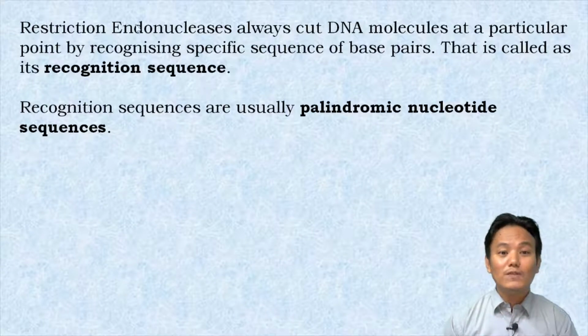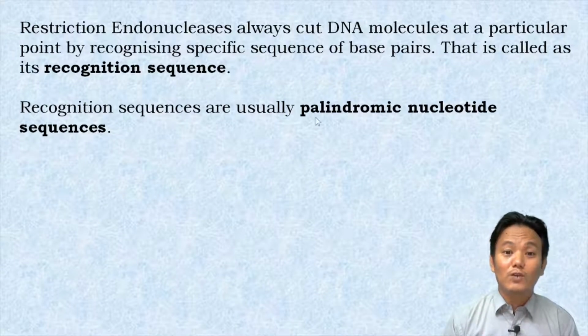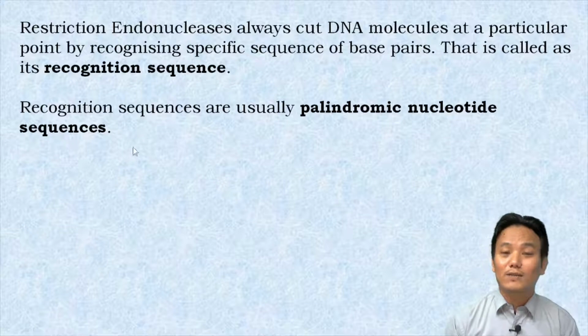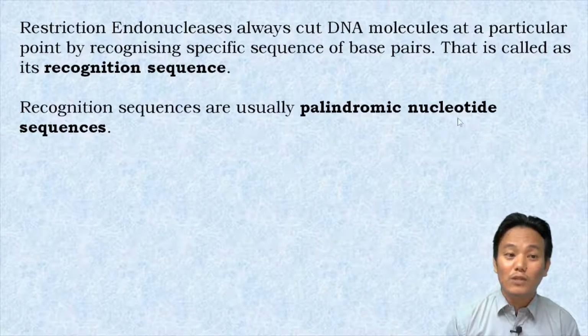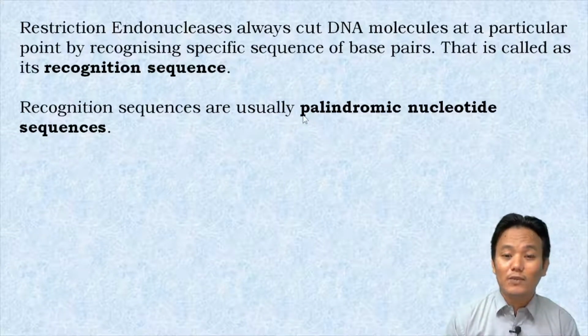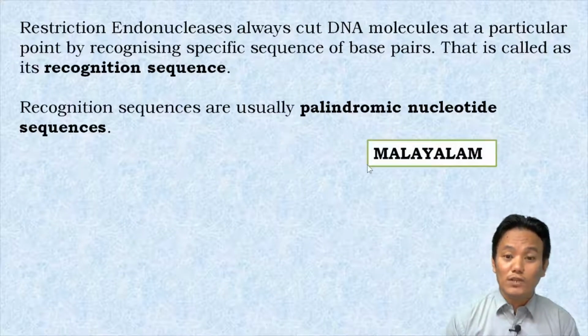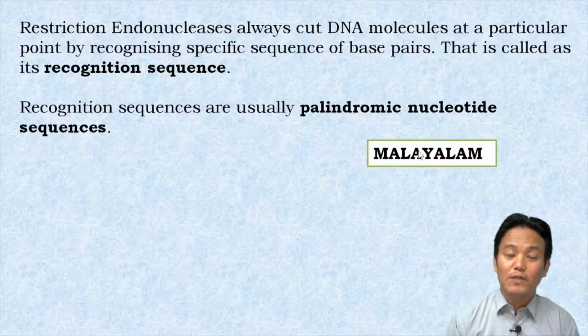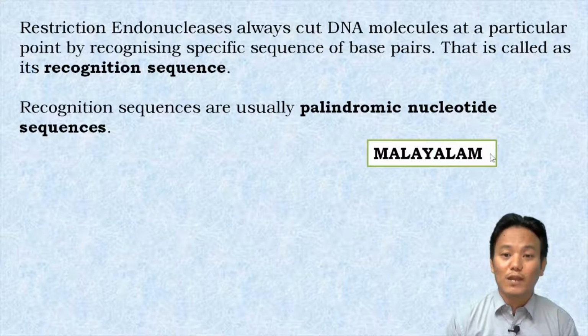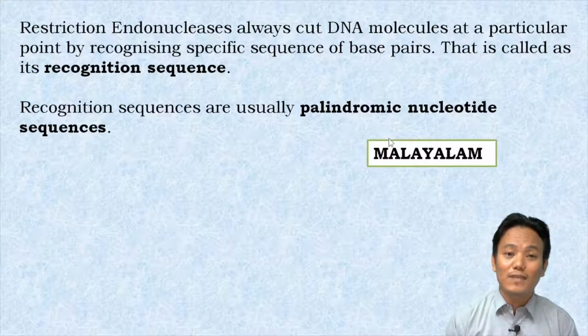The recognition sequences of restriction endonucleases are usually palindromic nucleotide sequences. Now, what is a palindromic nucleotide sequence? In order to understand that, you need to know the word palindrome. A palindrome in English is a word which, when read forward and backwards, reads the same. For example, this word is given in your textbook, Malayalam. If you read it forward and backwards, it reads the same. So this is a palindrome.